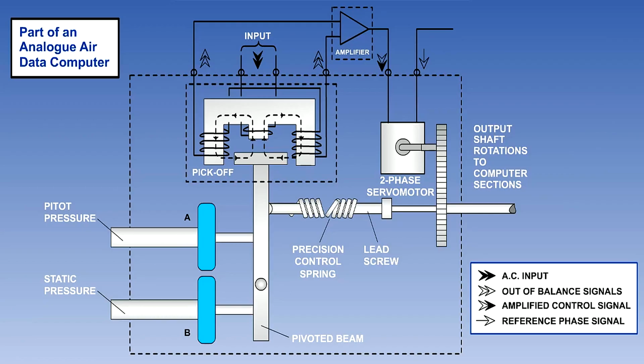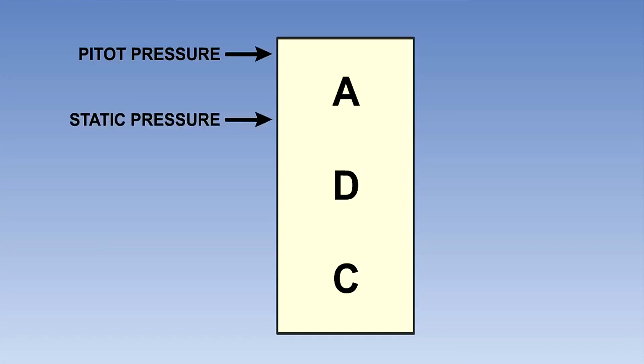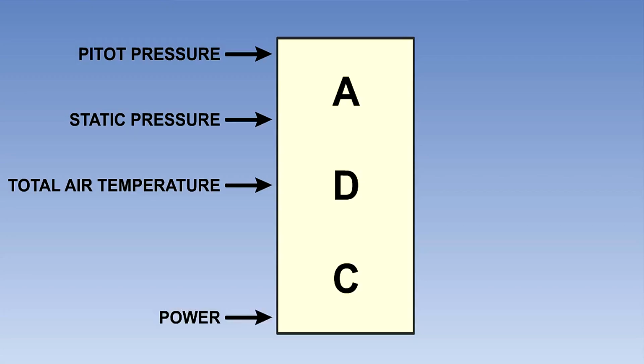A neater and more reliable system emerged in the 60s with the advent of early analog computing devices. Early air data computers needed just 3 inputs of information. These were pitot pressure, static pressure, and total air temperature. They also required a source of electrical power. As this device became more important, a standby power source was also incorporated.